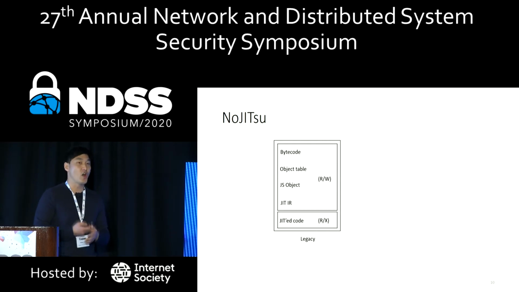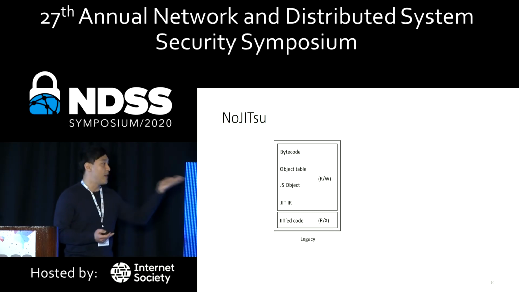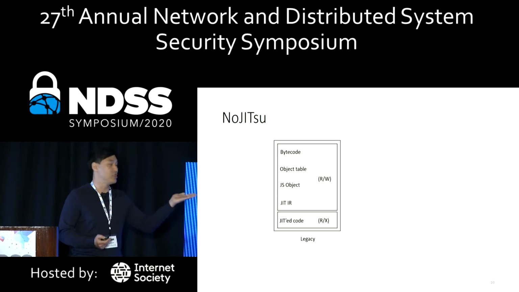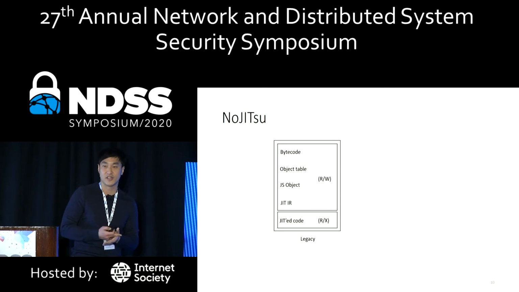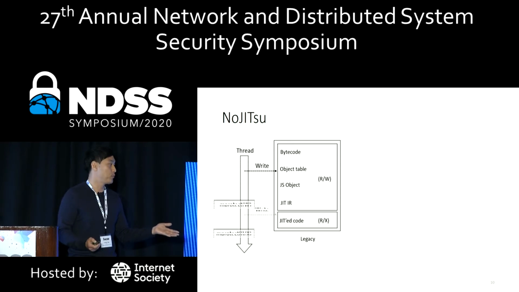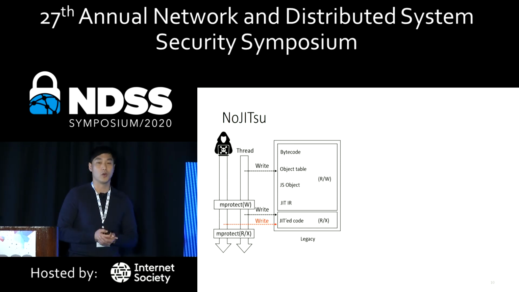Now I'm going to apply the nice properties of MPK to the memory policies in JavaScript. Here's the legacy one, where bytecode, object table, JavaScript objects, and JIT IR are all readable and writable all the time. So they are always open to corruption. And JIT code is readable and executable, which means that an attacker can harvest ROP gadgets for attacks such as JIT-ROP. Also, the JIT code becomes writable temporarily when it is emitted to memory, and the attacker can utilize a race condition to overwrite the JIT code.